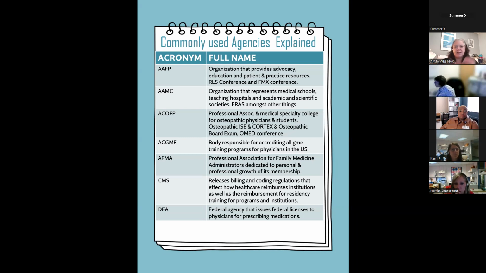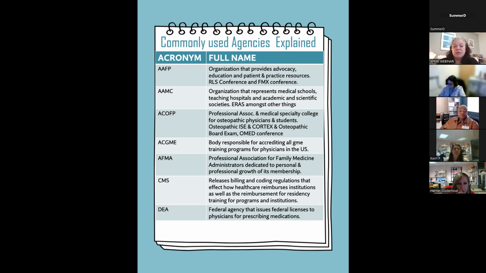So AAMC, organization that represents medical schools, teaching hospitals, and academic and scientific societies. So ERAS is amongst other things of what the AAMC provides. So you would be logging into the AAMC to get into your ERAS account.